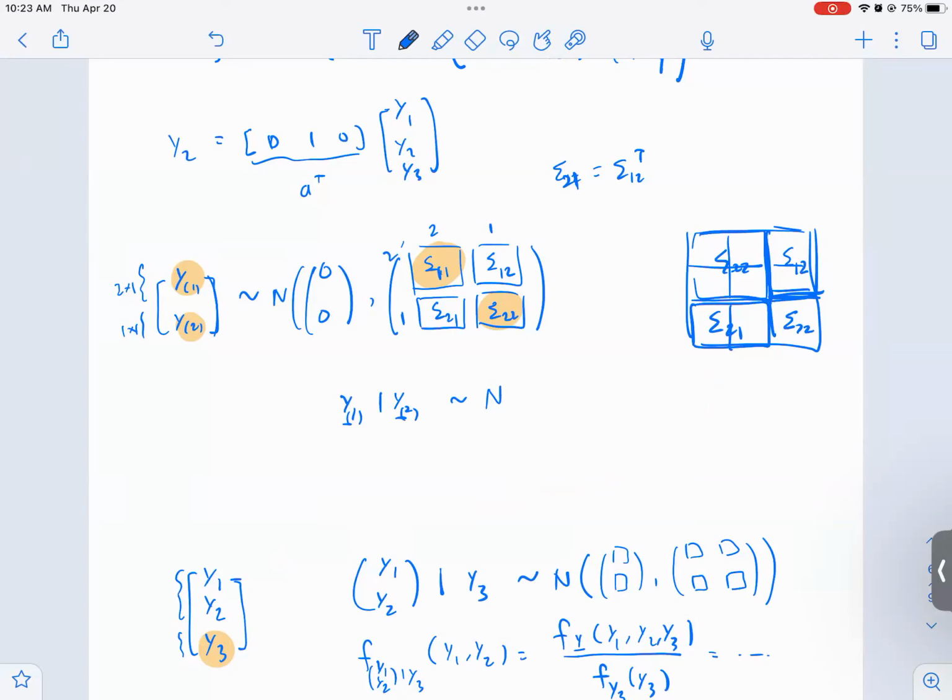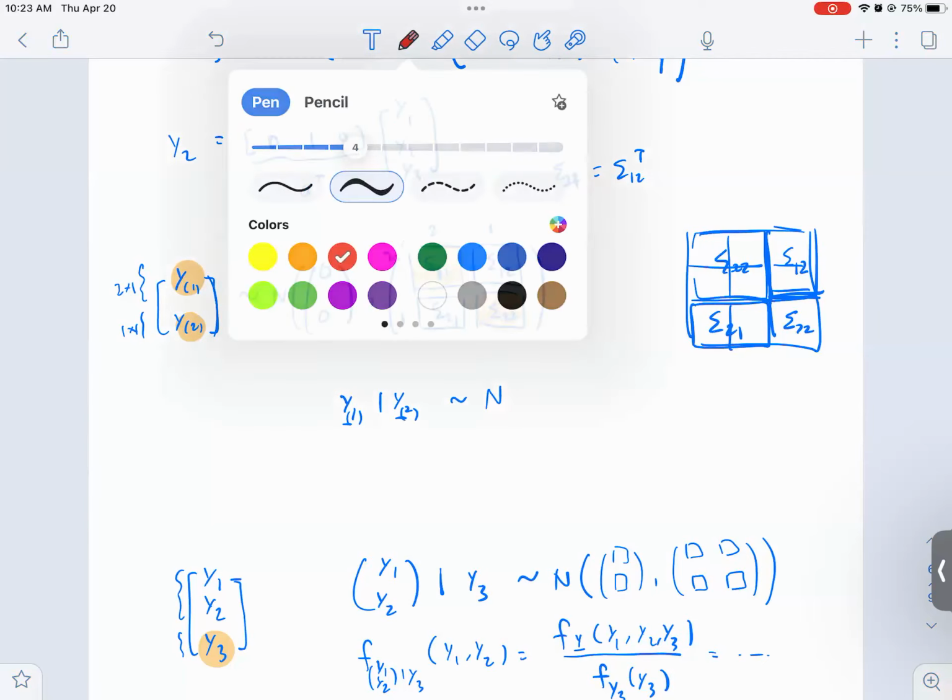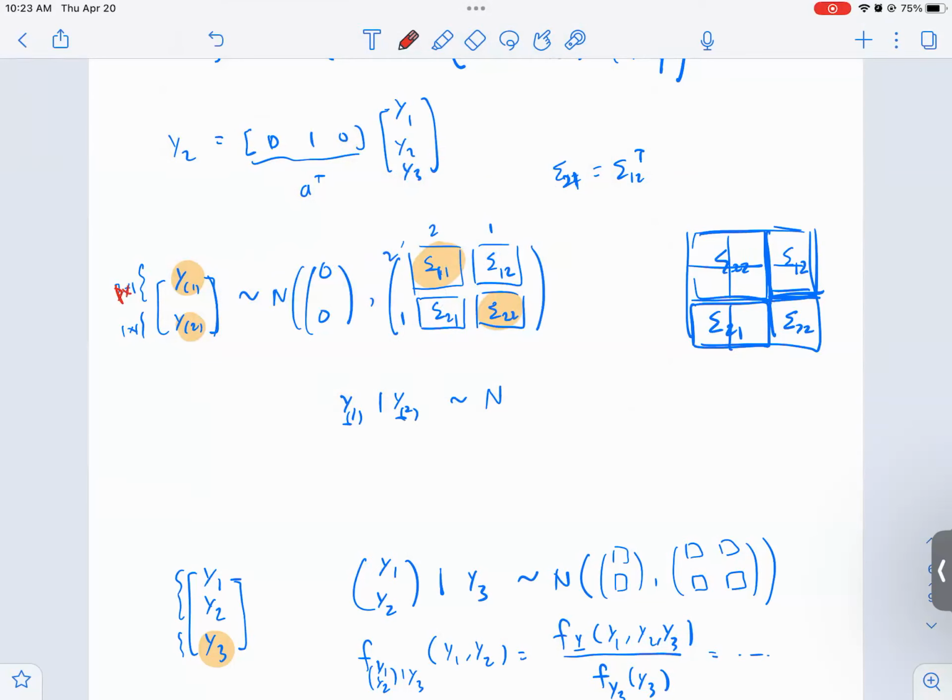But in general, if this is p dimensional and this is d dimensional, this would be p by p, this would be d by d, and the other one would be p by d. So let's say this is p by 1, this is d by 1. This would be p by p, this would be p by d, this would be d by p, and this would be d by d. So these are block covariance matrices.